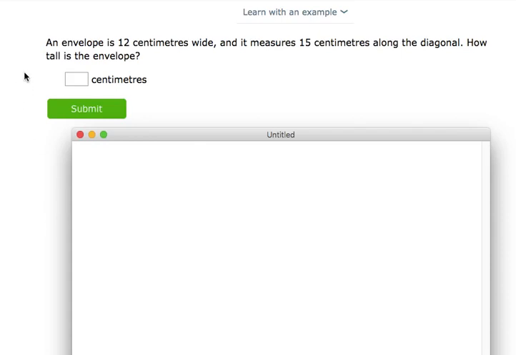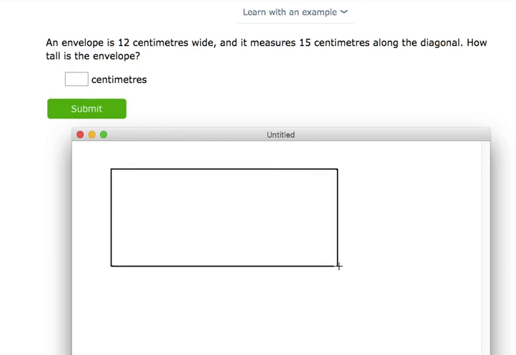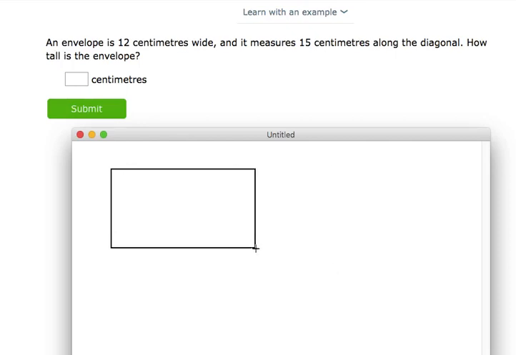And really the one thing you are trying to figure out when you look at the problem here is, is it asking me for a hypotenuse? Is it asking me for a leg? So let's start with a little diagram here. I'm drawing an envelope. That's my sophisticated diagram right there.